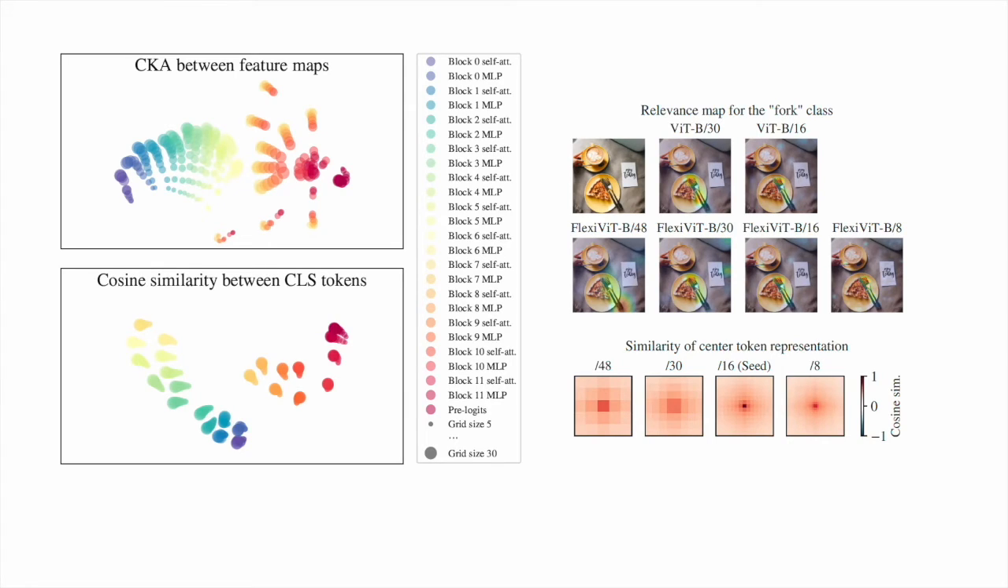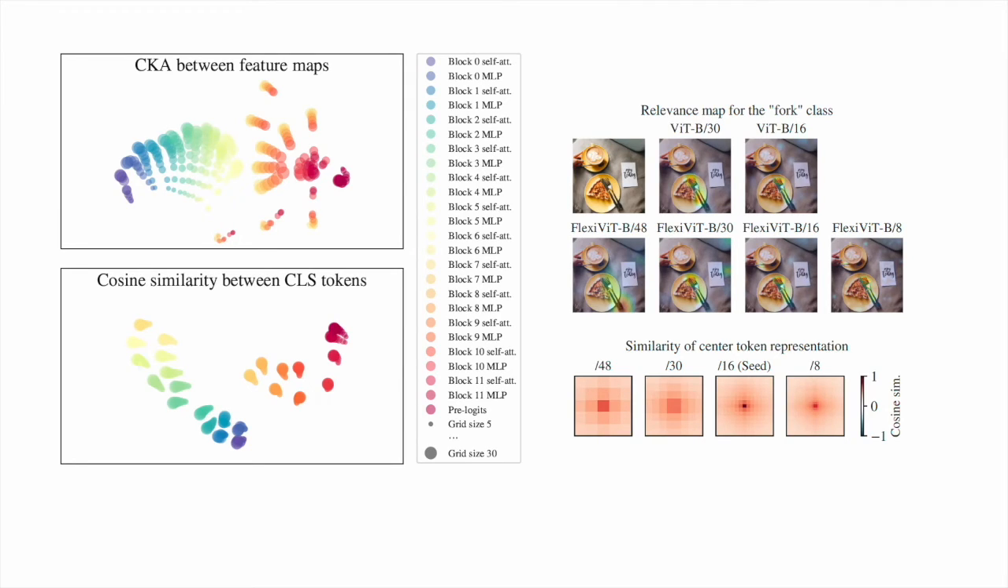On the bottom left, we see a slightly different trend for CLS tokens. Here we see the cosine similarity between CLS tokens for different grid sizes for different blocks of FlexiViT, and we see that representations from different blocks consistently cluster together irrespective of the grid size.